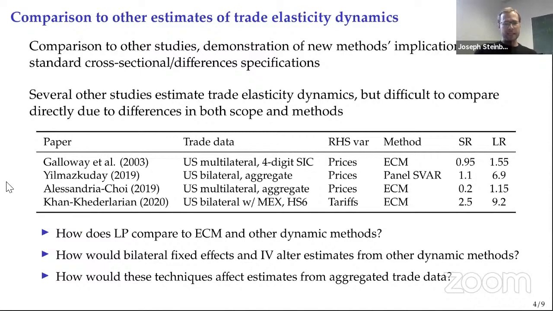But it would be really nice to see, for example, how local projections compare to other dynamic methods that are used. How do these bilateral fixed effects and the IV alter the estimates from other dynamic methods that are used out there? How does the level of aggregation matter? I think it'd be important. It would be nice to more directly compare to these other estimates out there.